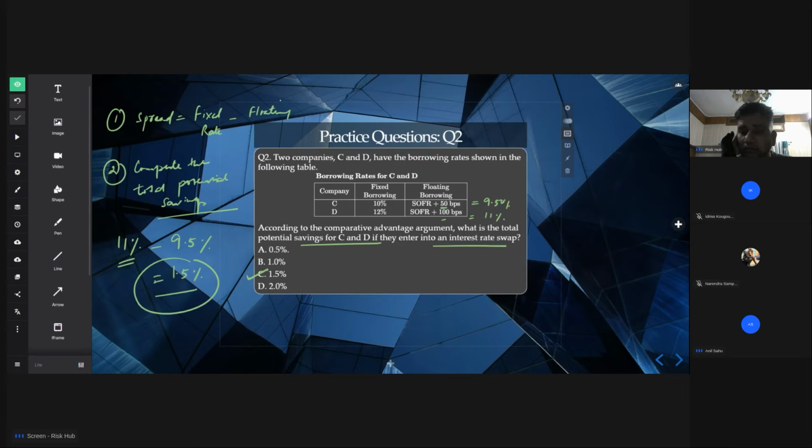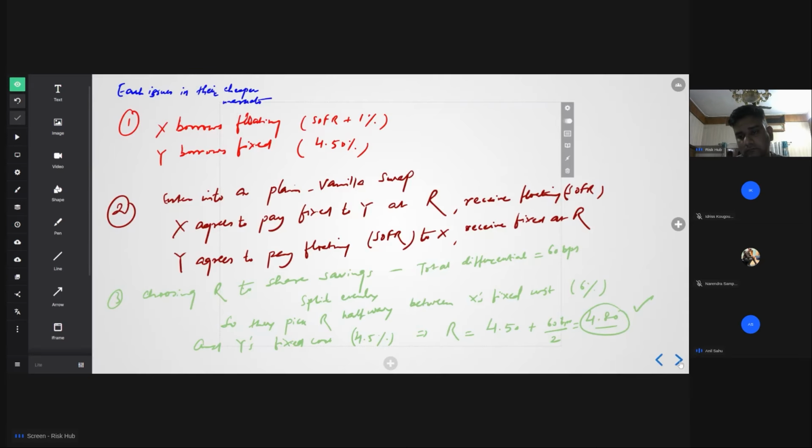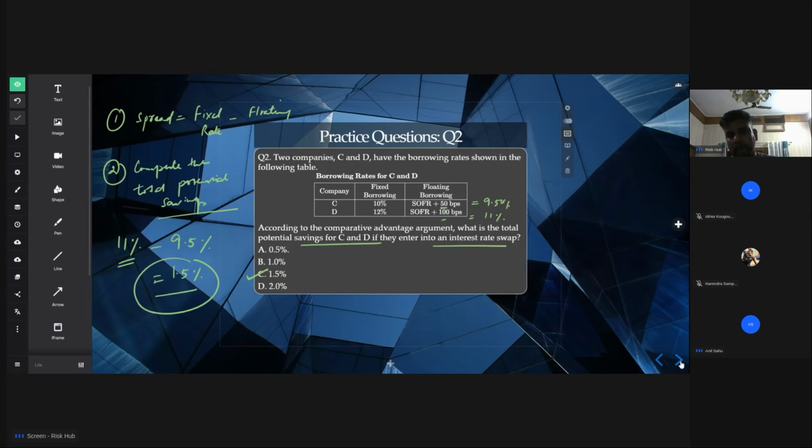C has, why are you saying that? Because even if you look at D, it is paying SOFR plus 100, and anyways the fixed rate is 12%. So C is borrowing at 10% and the floating is again SOFR plus 50 bips. So if we see, anyways, C is getting lower rates, even if he goes to either of the markets.